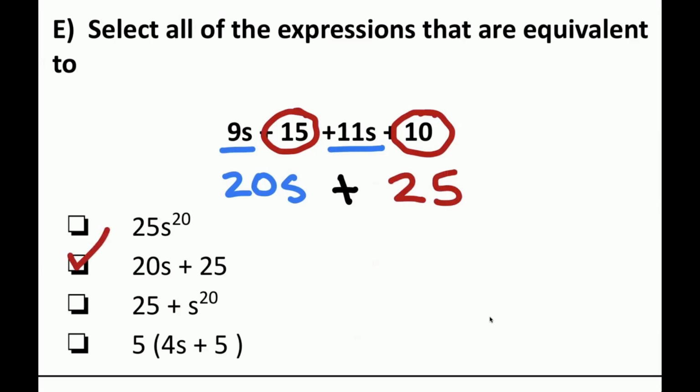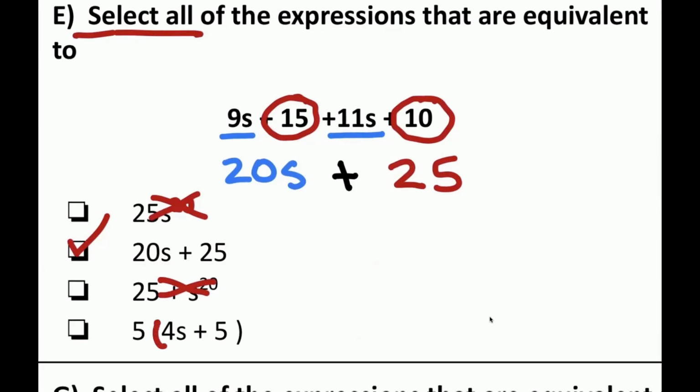15 plus 10 is 25. So here's one answer. But since it says select all, I know there's going to be more than one answer. When there's an exponent like this, that means it's multiplying the base over and over again. S times S times S times S. And that's not what we're doing here, so that's wrong. Okay, let's check this last one. Whenever there's parentheses, it means multiply. 5 times 4S is 20S. And 5 times 5 is 25. So this is also an answer.